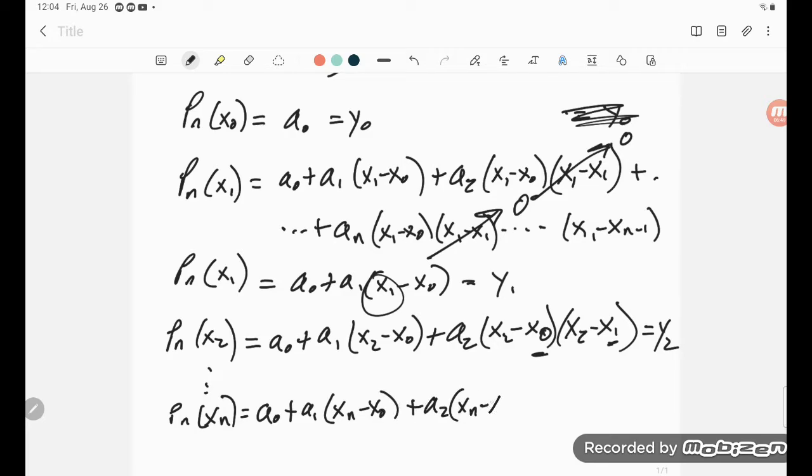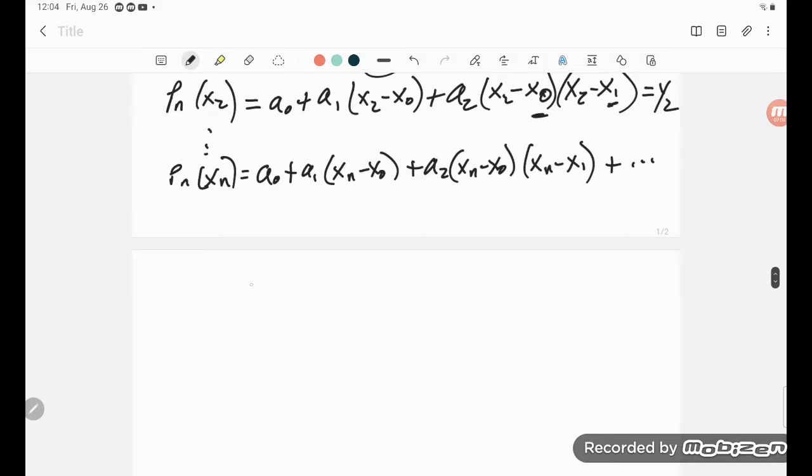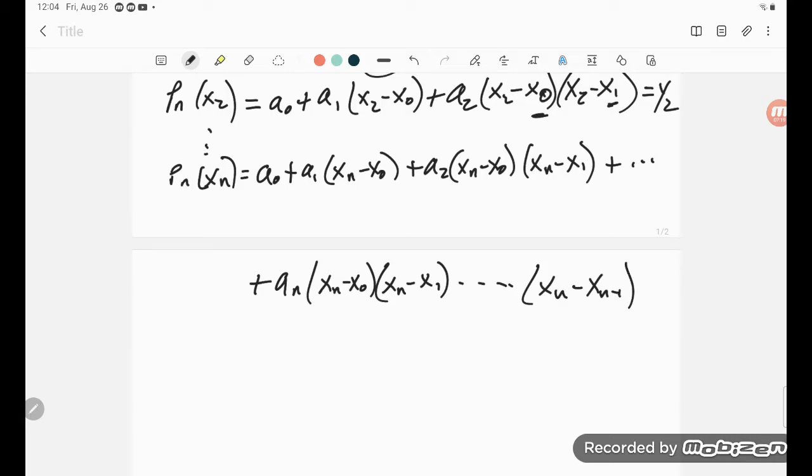You're going to have xn minus x0 and xn minus x1 plus dot, dot, dot. Oops, ran out of room here. Okay. Plus that final term, a sub n, we'll have xn minus x0, xn minus x1, all the way out to xn minus xn minus 1. And that's equal to y sub n.